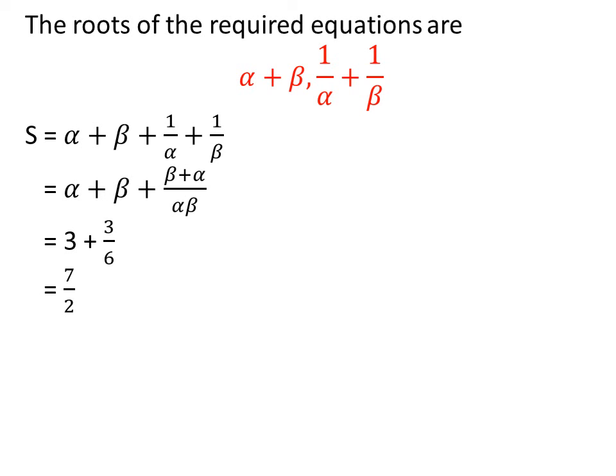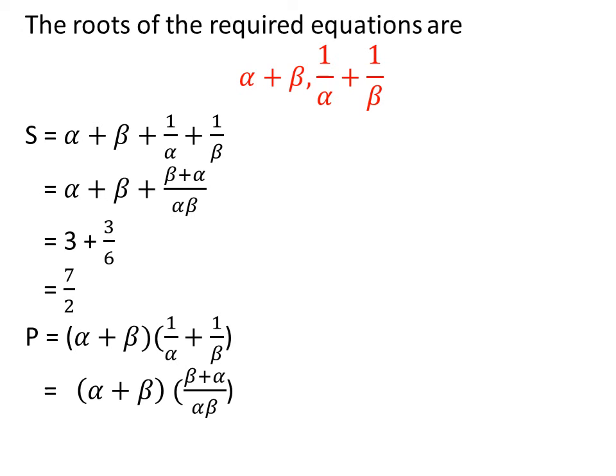For finding the product, we have to multiply both these roots. For this, we can write product equal to alpha plus beta into 1 over alpha plus 1 over beta. In the next equation, we will write alpha plus beta as it is, and we have to take LCM from the last two terms, which is alpha beta. So we will write alpha beta in the denominator, and in the numerator we are left with the terms beta plus alpha. Here we have to put the values of alpha plus beta and alpha beta, which are 3 into 3 over 6. By solving these terms, we get 3 by 2, which is the product of the given roots.